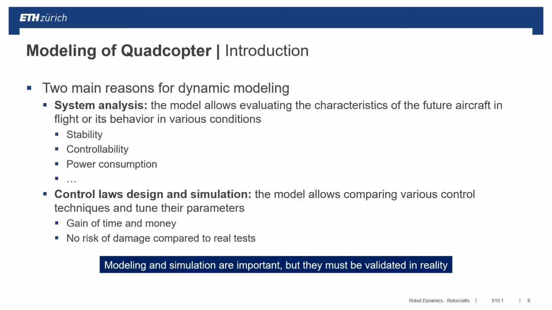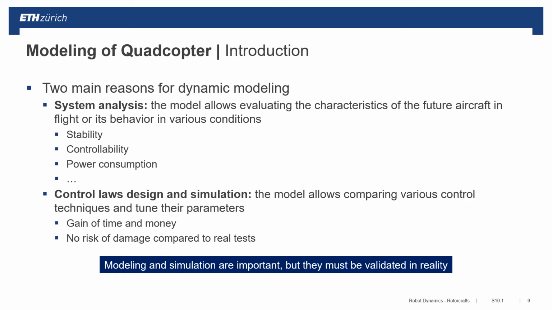After this introduction to rotorcrafts, we would like to go over now to the modeling of a rotorcraft, in a specific case, a quadcopter. There are 2 main reasons for dynamic modeling. On one side, you would like to analyze the systems. The models allow you to evaluate the characteristics of the future aircraft in flight or its behavior in various conditions, even before the rotorcraft is built.